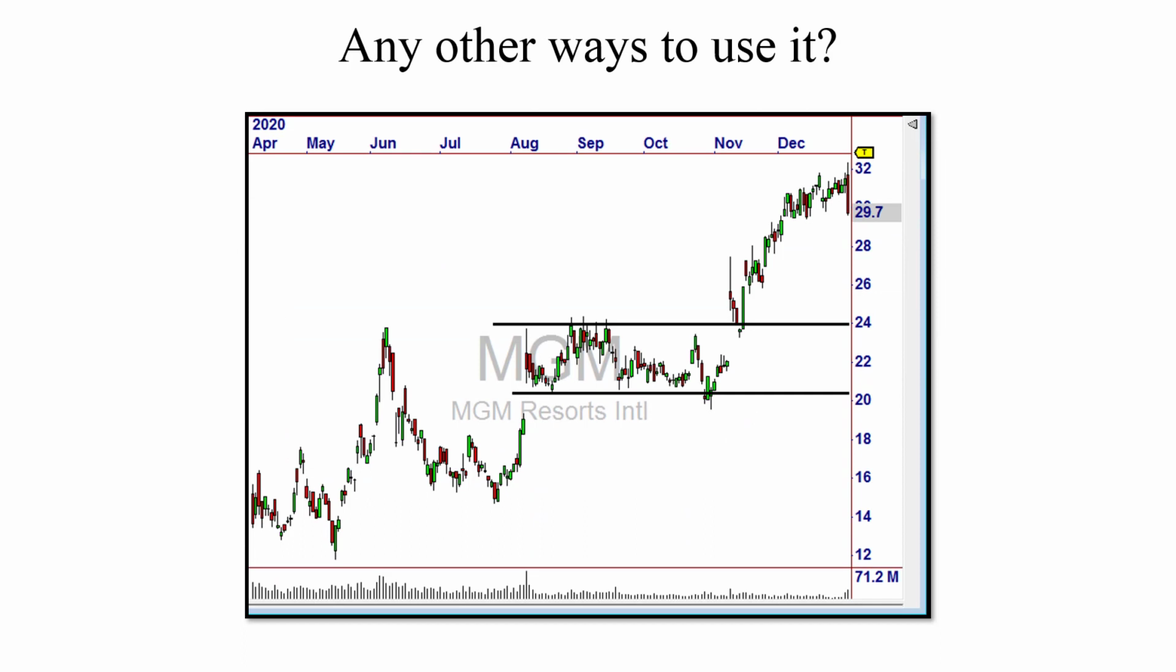All right, well, what we're looking at here is, again, MGM. This is in 2020, though, for MGM. And what we see is support and resistance. However, chartists would refer to this as a consolidation or a tight trading range, as it bounced between 20 and 24 from August through November.